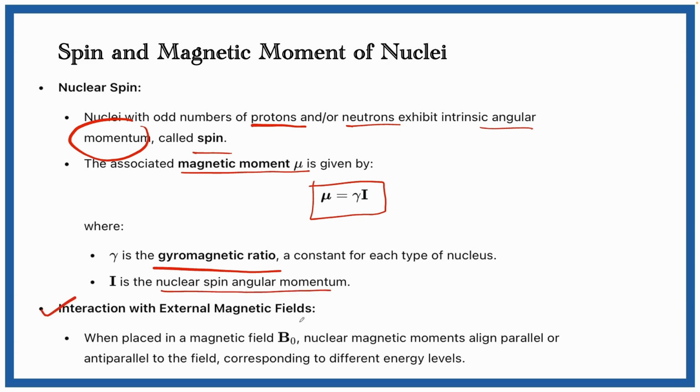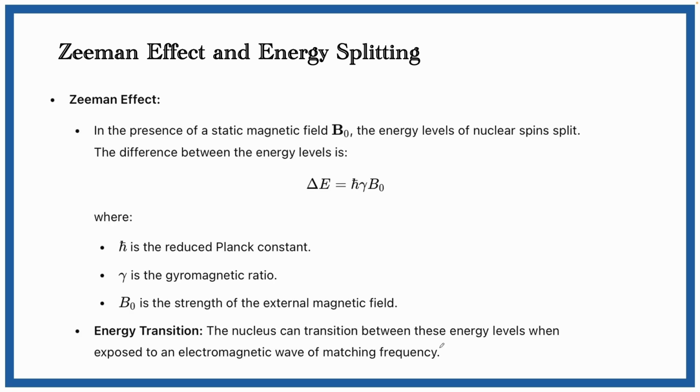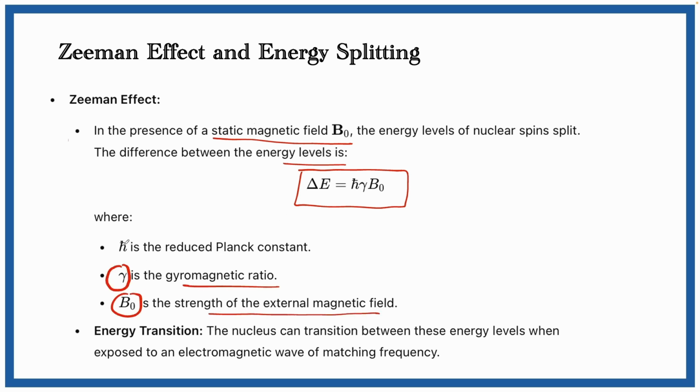Interaction with external magnetic fields. When placed in a magnetic field, nuclear magnetic moments align parallel or antiparallel to the field, corresponding to different energy levels. Now we are going to study the Zeeman effect and energy splitting. What is the Zeeman effect? In the presence of a static magnetic field B naught, the energy levels of nuclear spins split. The difference between the energy levels is delta E equals h-bar gamma B naught. Here, gamma is the gyromagnetic ratio, B naught is the strength of the external magnetic field, and h-bar is the reduced Planck's constant.